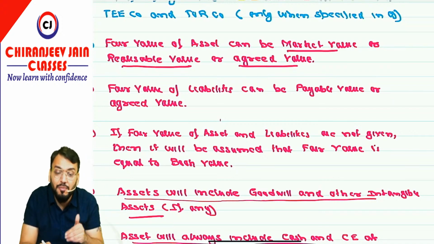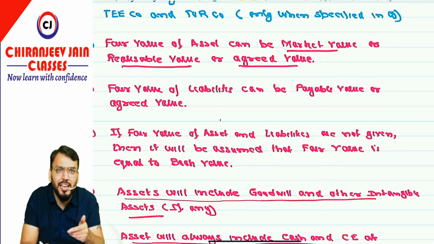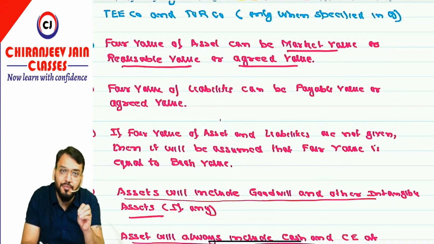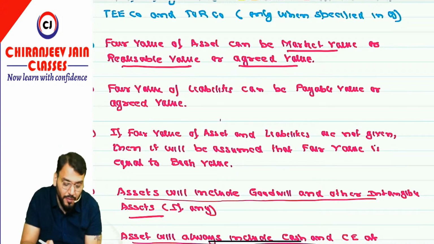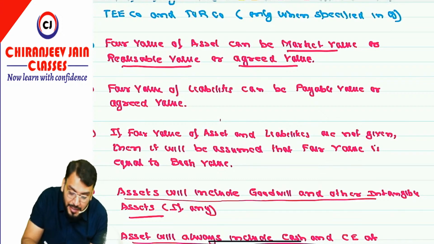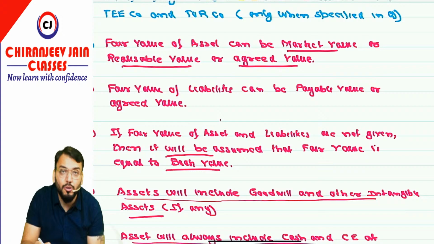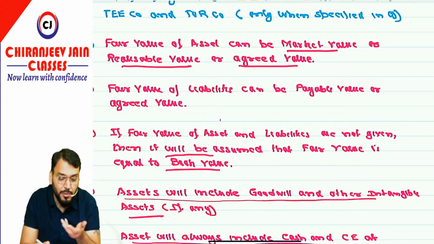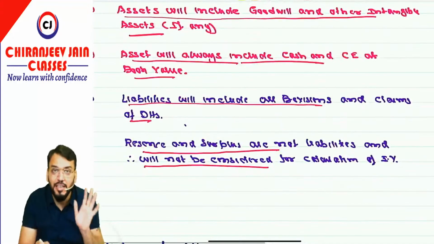Understood? If the fair value information is not given, for example, for certain assets and liability they have not given the fair value information, then we'll assume that fair value is equal to their book value. So if the fair value of assets and liability are not given, we'll assume that fair value is equal to their book value. That becomes our general assumption. I hope you understood how to calculate intrinsic value.